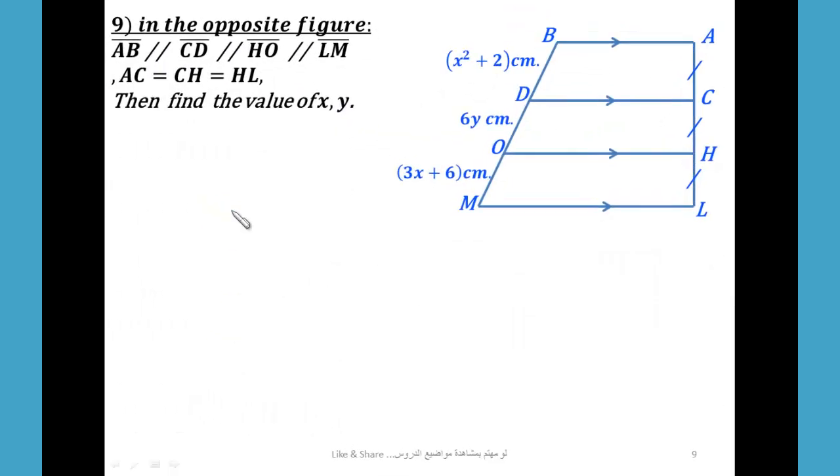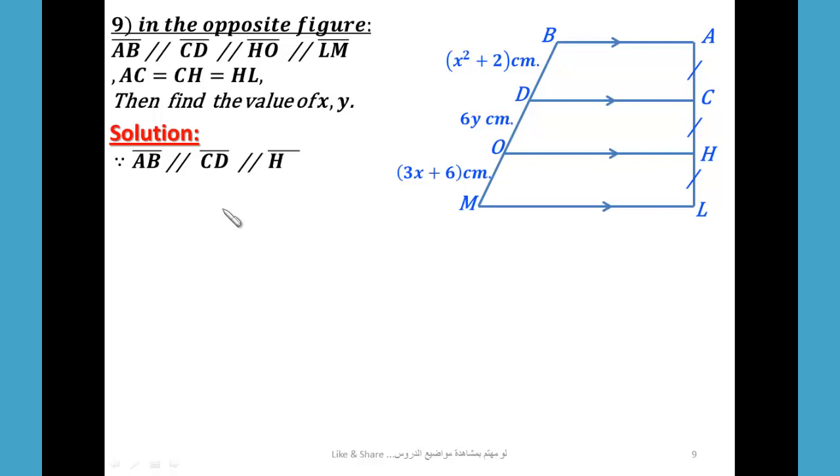Next question. Question number 9. In the opposite figure, we have AB parallel to CD parallel to HO parallel to LM, and we have AC equals CH equals HL. Then find the value of each of x and y.